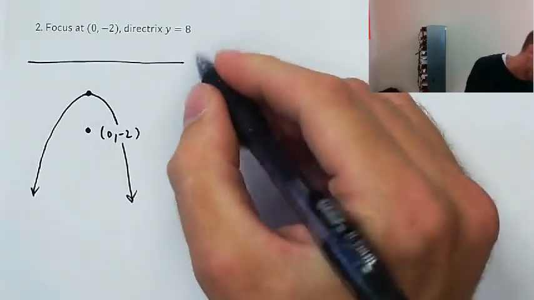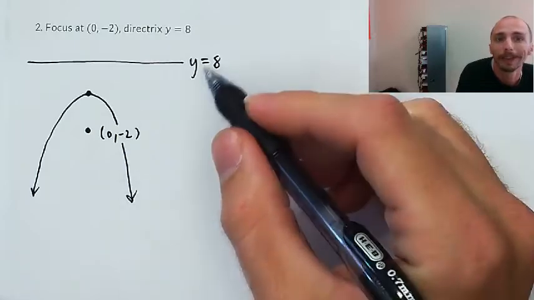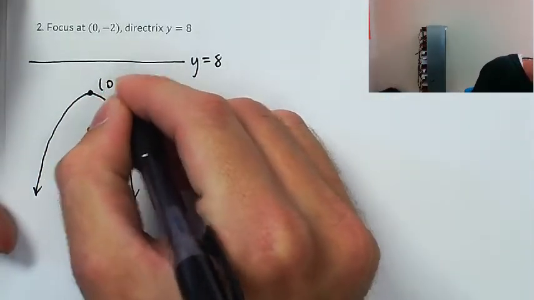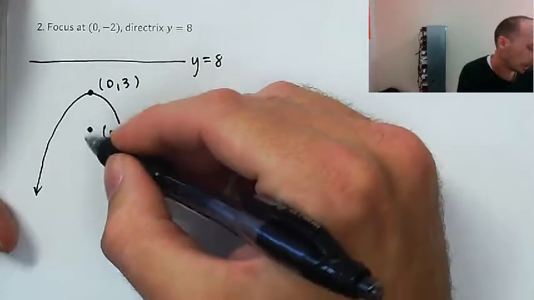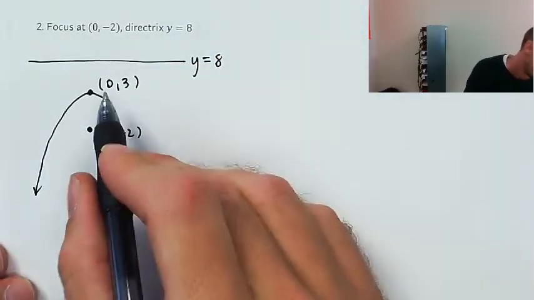Halfway in between -2 and +8: I'd add them together and get 6 and divide by 2, and I'd get 3. The x coordinate's still going to be 0 because I haven't changed x. I'm going straight up and down. So I've got the vertex.